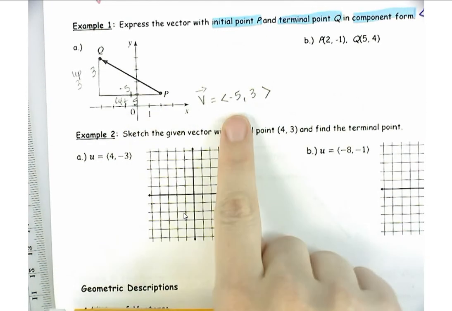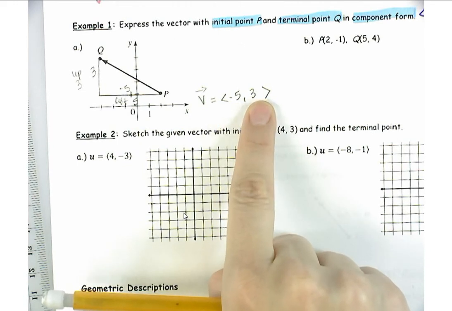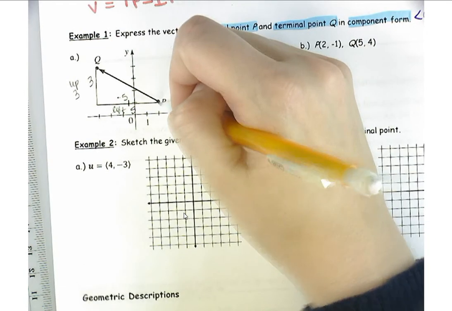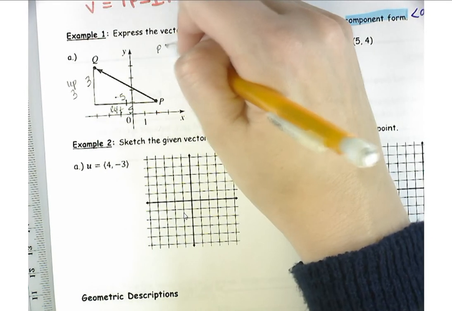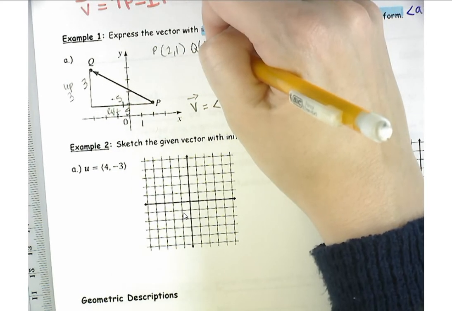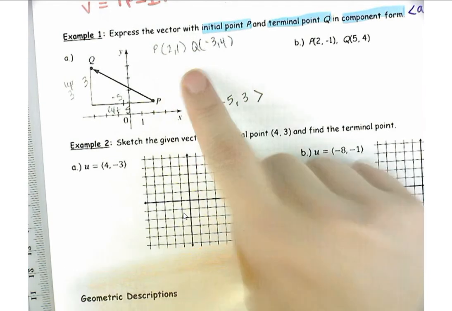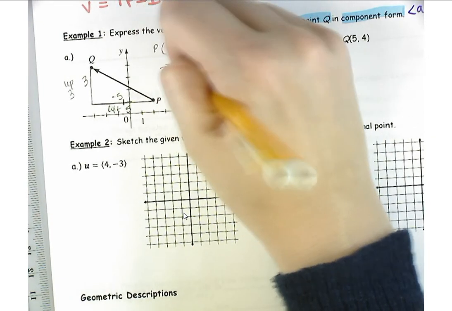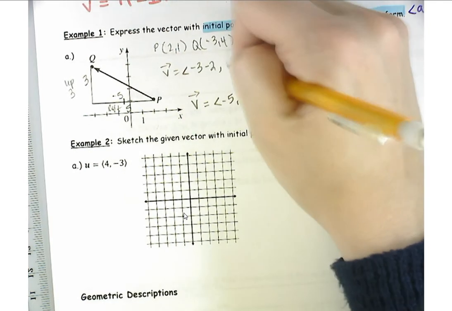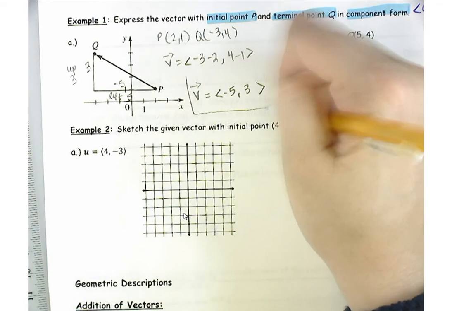So if you're going left, it's negative. If you're going right, it's positive. If you're going up, it's positive. If you're going down, it's negative. Now you could also use your points. You know that your initial point P is 2, 1, and Q is negative 3, 4. So you could also just subtract those. You could find v by doing x2, which is negative 3 minus 2, and then 4 minus 1. And again, that would lead you to negative 5, 3.